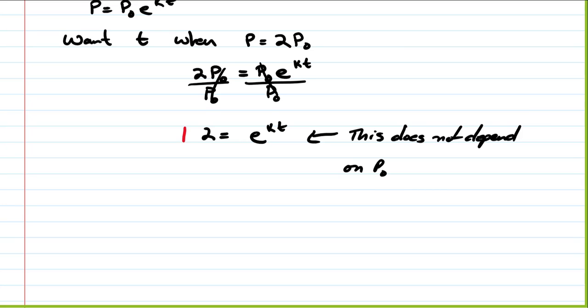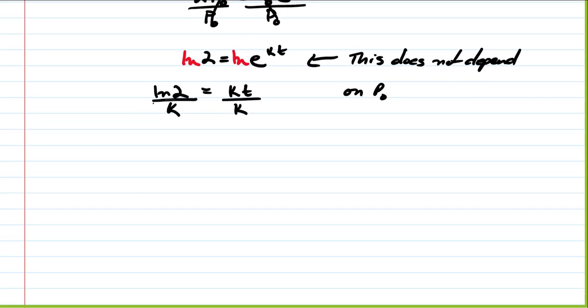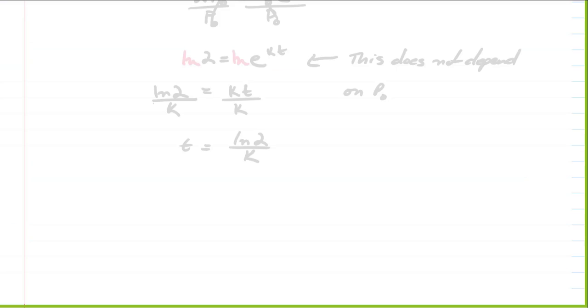So we continue to resolve by taking our natural logarithm of both sides. And we have the natural log of 2 is equal to kt. And we divide by k, and we get that the doubling time is given by t equals the natural logarithm of 2 divided by k.